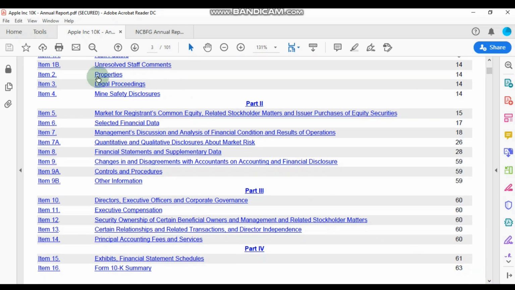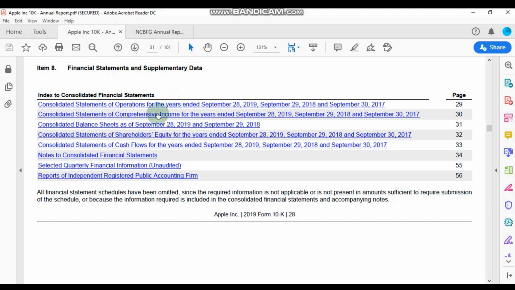From the table of contents, we see where item 8 consists of the financial statements and supplementary data. So let's click on that. It takes us to page 31, and here we're seeing all of Apple's financial statements. So we have the consolidated statements of operations for the year ended September 28, 2019, along with the preceding 2 years. We also have the consolidated statement of comprehensive income for the same 3 years, as well as the consolidated balance sheets as at September 28, 2019 and September 29, 2018.